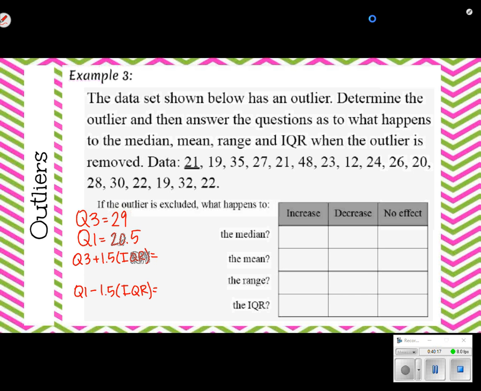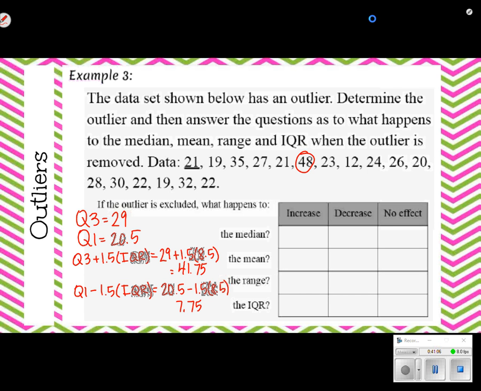So Q3 is 29, plus 1.5 times the IQR, which is 8.5, and then 20.5 minus 1.5 times 8.5. We're going to throw it in a calculator. The upper end is 41.75. And 20.5 minus 1.5 times 8.5 is 7.75, and we don't have anything in the single digits at all. So 48 is our outlier.